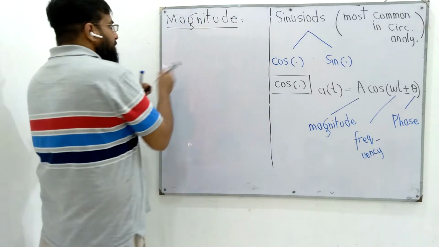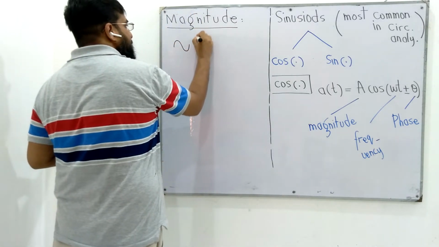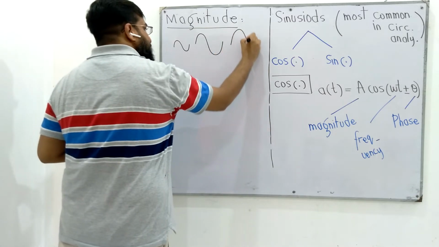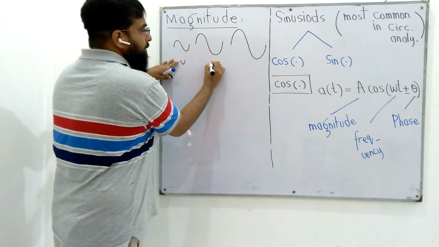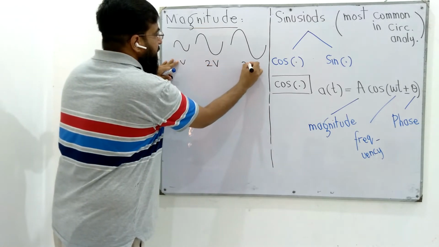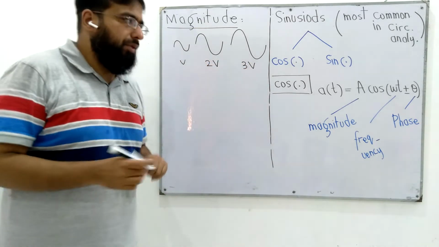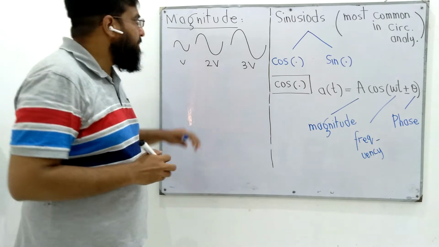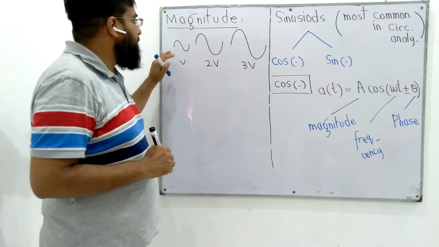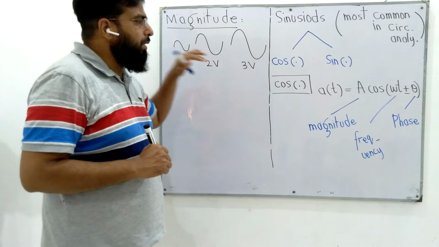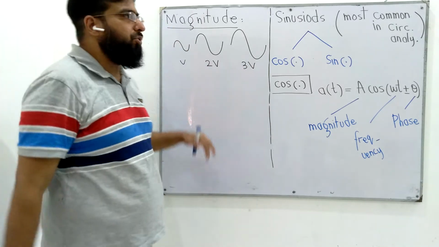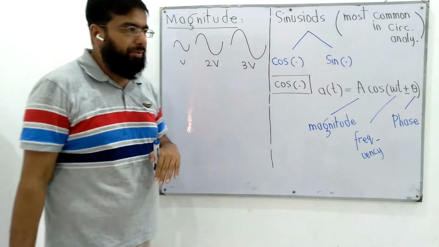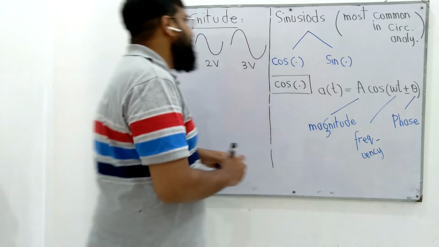The magnitude means, suppose we have these three waveforms, for which we have this magnitude V, this magnitude will be 2V, maybe this magnitude is 3V. So each sinusoidal wave can be characterized by one of these. One of the terms with which a sinusoid can be characterized is the magnitude. The other term is the frequency.